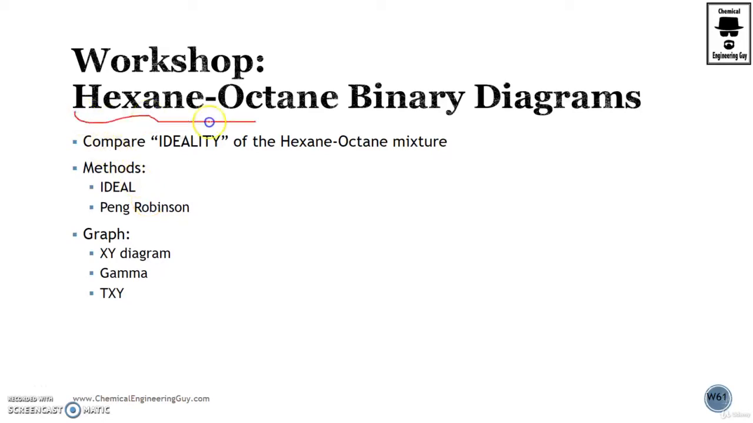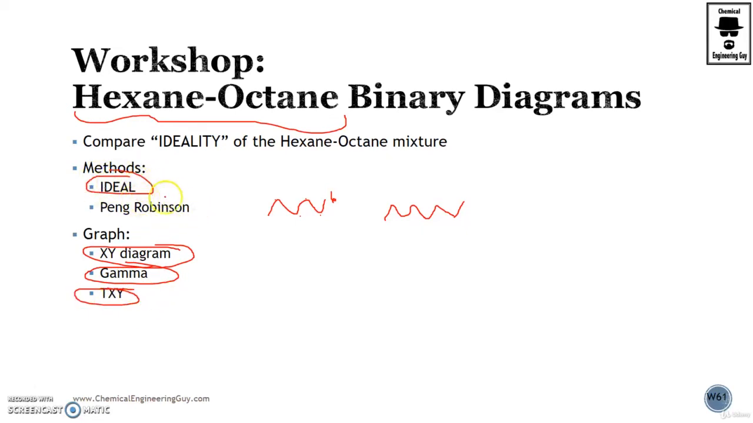In this workshop, we are going to verify the ideality of the hexane-octane model. Remember that hexane has 6 carbons, 1, 2, 3, 4, 5, 6, and octane has 8 carbons. So we're going to verify via binary diagrams, composition diagram, activity coefficient diagram, and temperature versus composition diagram, if we can apply the ideal method or if we should use Peng Robinson.